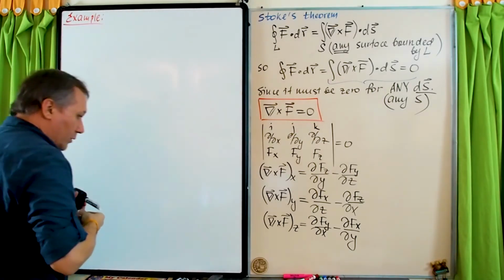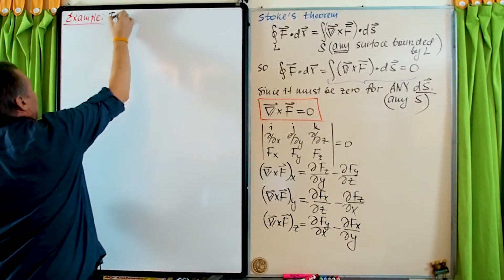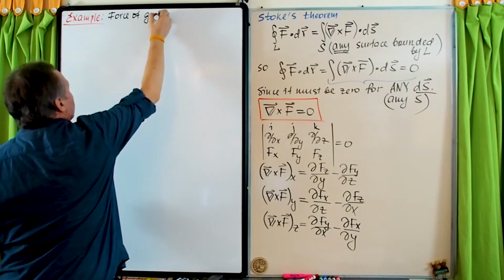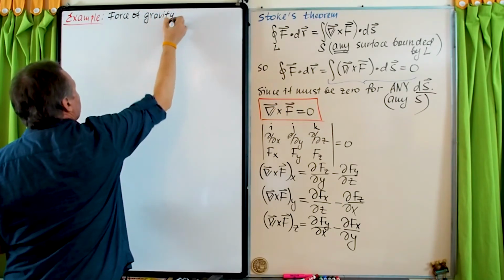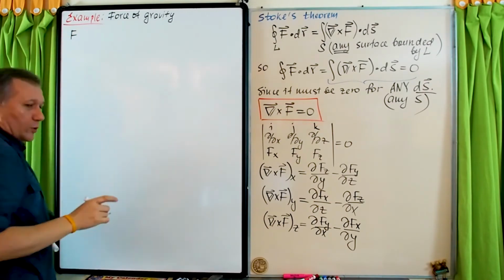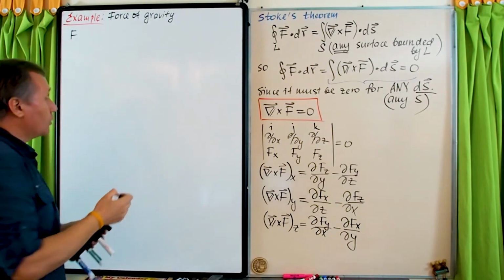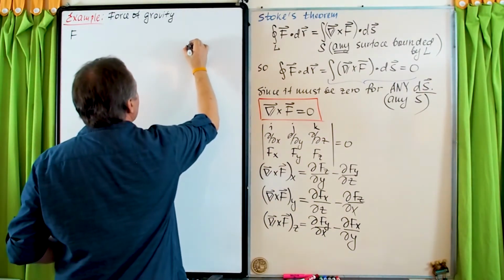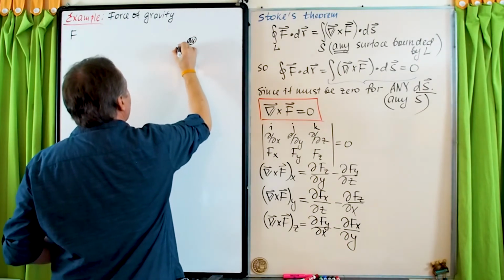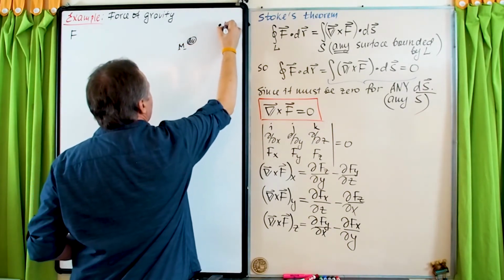Right. So, force of gravity. So let's just analyze force of gravity. Okay, so probably I will start with the picture. Right. So let's assume that we have two objects. Let's call the first one M capital. The second one, let's call it M small.